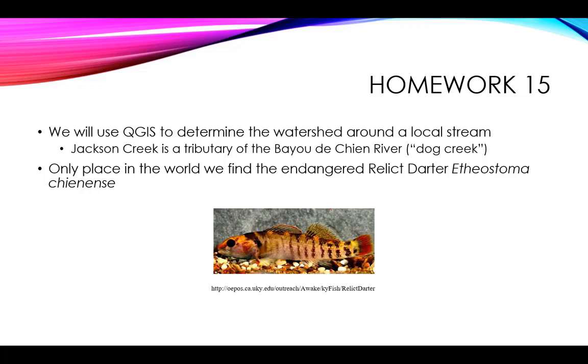And so it's this neat little fish, and it's found nowhere else except this small tributary, and maybe it's in the Bayou de Chêne. But it's an endangered species, and we need to protect it. And so one important thing that we need to do is to understand the watershed around the stream in which this fish lives. And so that's what we're going to be doing in homework 15.